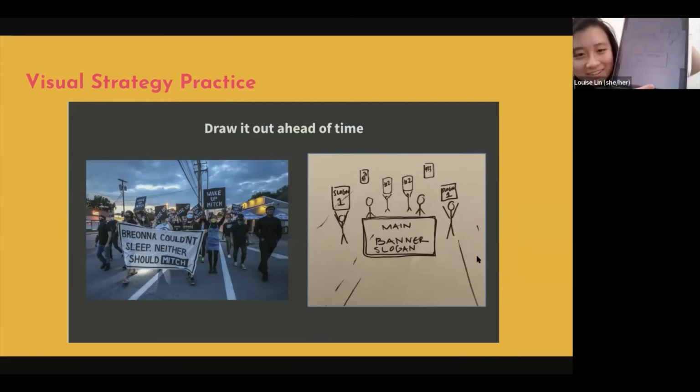The main banner in the front, because I think people could see it, you know, leading the way, and then I was thinking two people in the back.